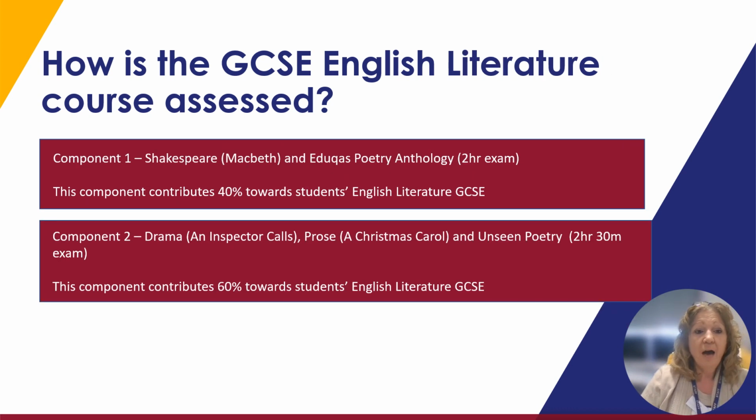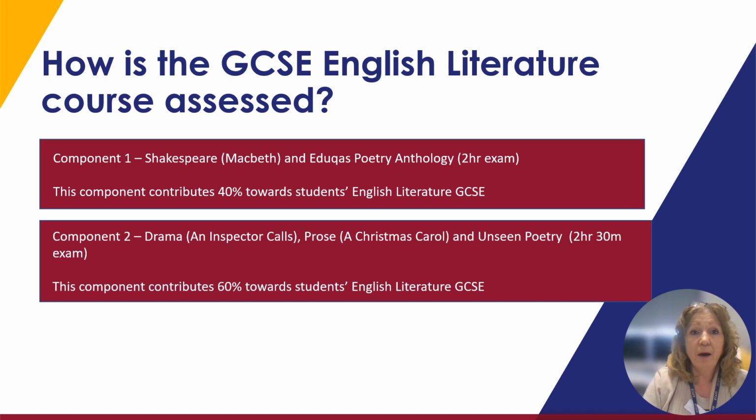So how is the literature course assessed? Well, there are 2 papers. Component 1 is Shakespeare, Macbeth, and then the anthology, Poetry. For the Shakespeare, students are given an extract and they answer a question, and then they're given a second question where they write about their knowledge of the whole play.